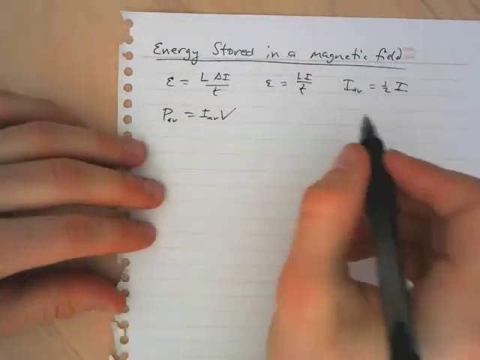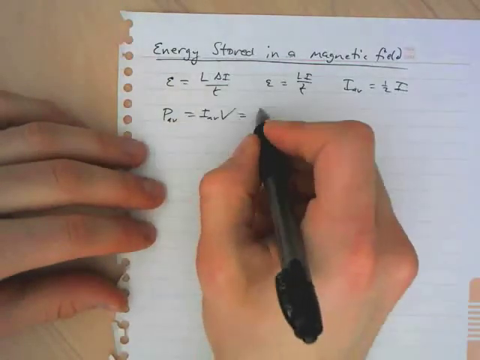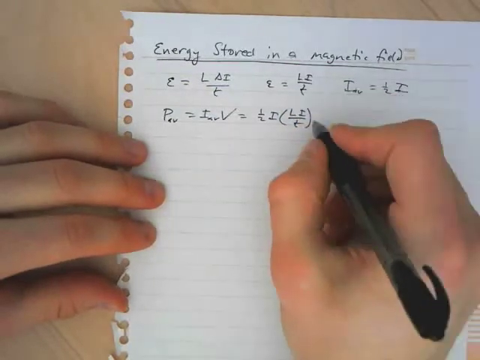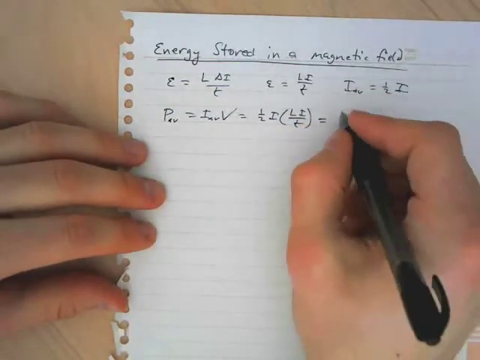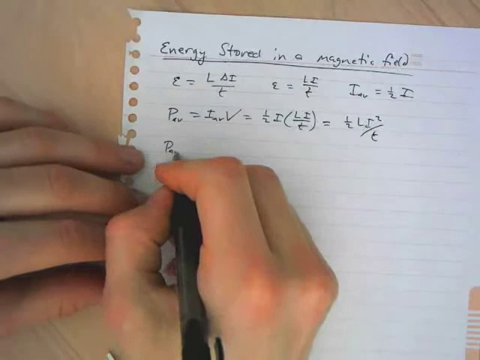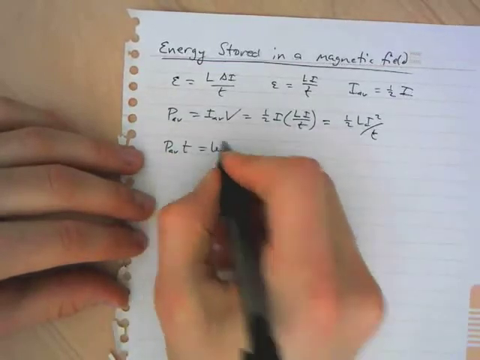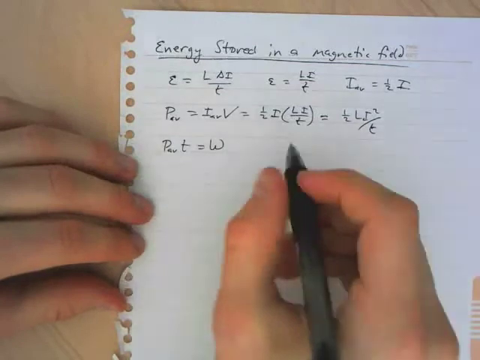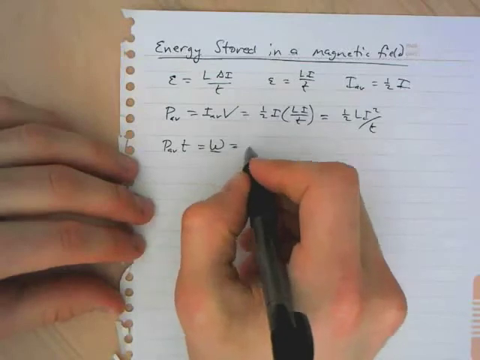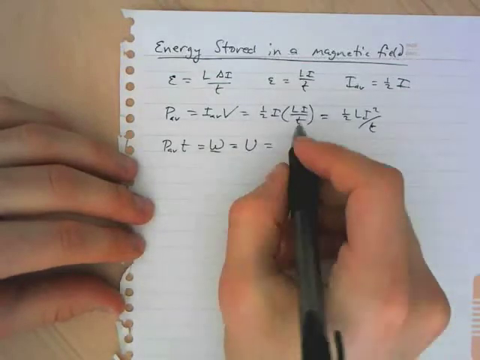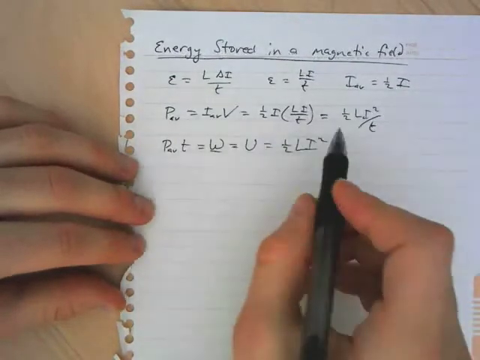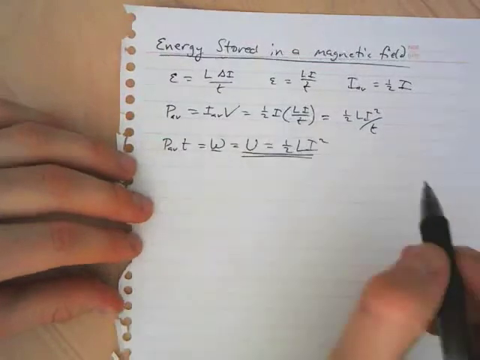And so we can say that the average power is 1/2 I times Li over T, which is half Li squared over T, and power times time, that's just work, because power is work per time. And so then the work done by the battery, which is equal to the energy stored in the inductor, is equal to 1/2 Li squared. So this is the energy stored in the magnetic field of an inductor.